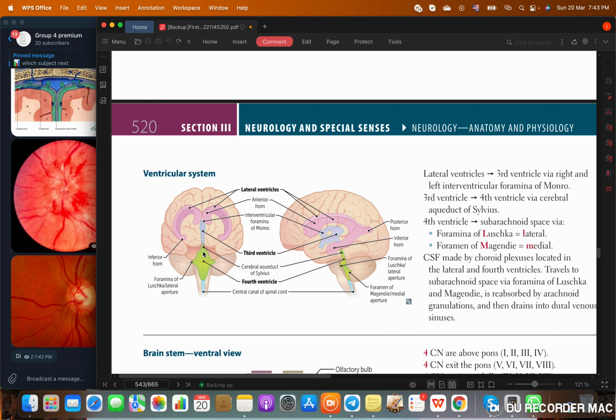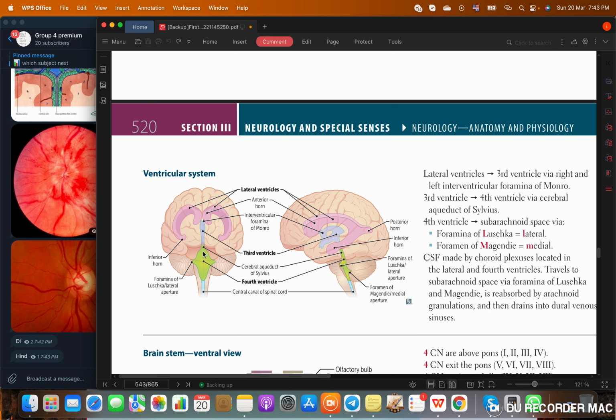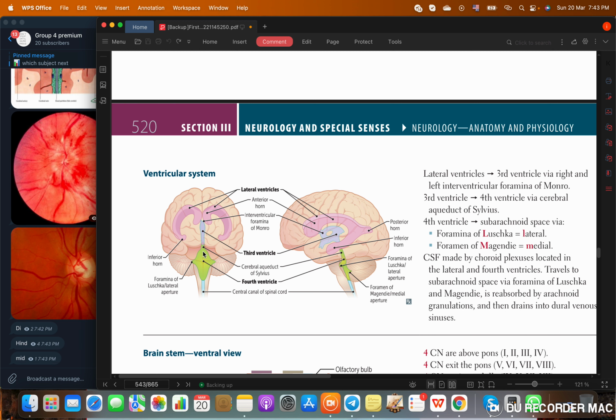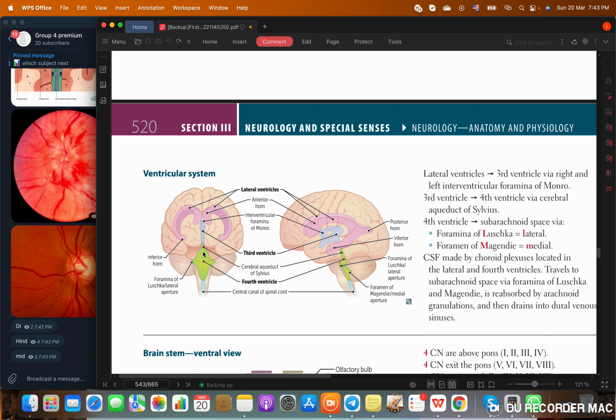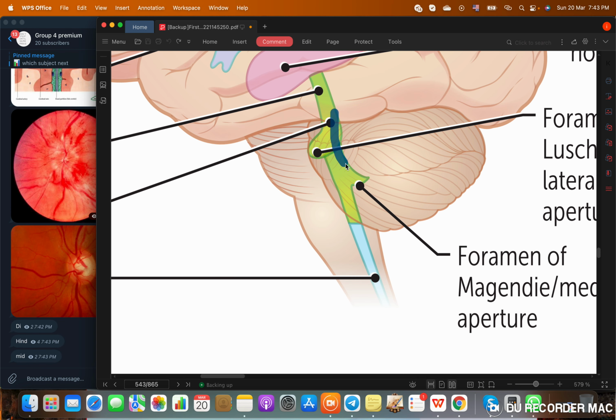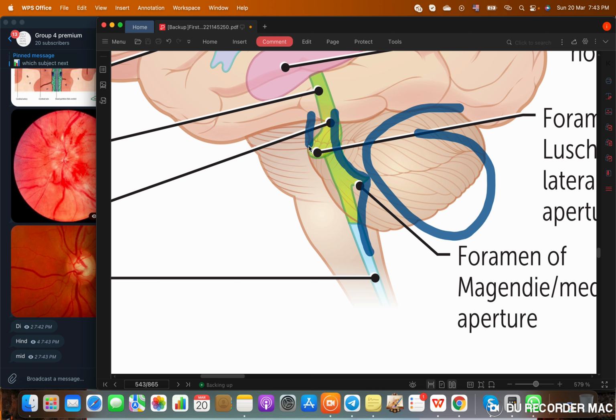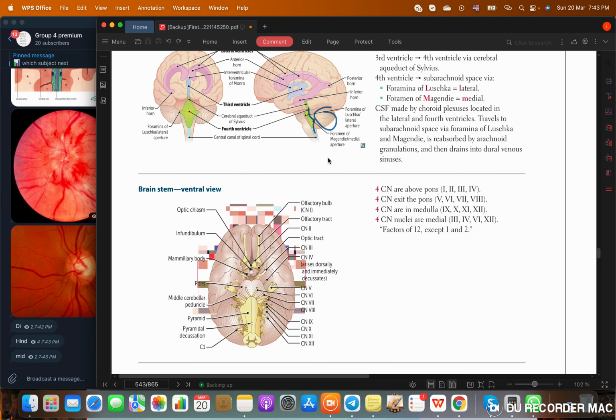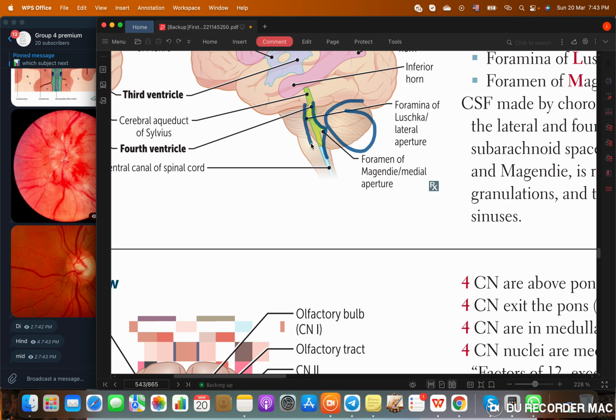So the cerebral aqueduct is located in the midbrain. Okay? Midbrain. The next thing is the fourth ventricle. I will not ask you about this because it's a little bit confusing. Posteriorly of the fourth ventricle is going to be the cerebellum. Anteriorly, it's going to be the pons and the medulla.